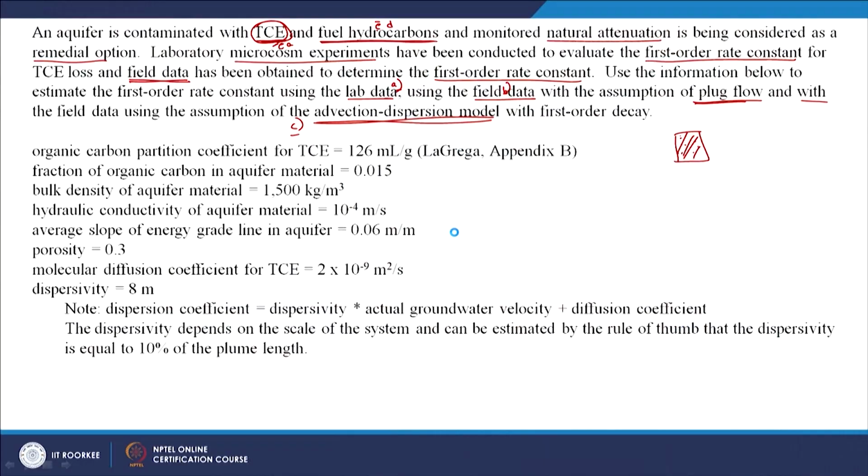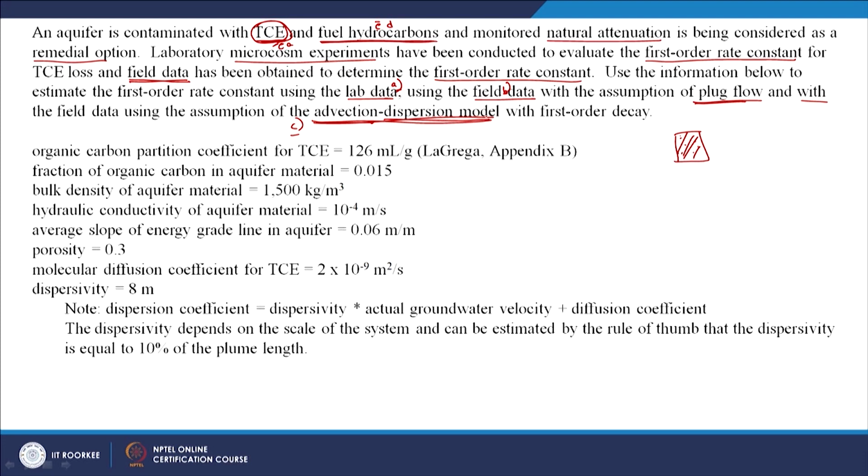I guess with that we will wrap up part B, and now we will move on to part C. So, what is here in part C now? In part C we are asked to look at the advection and dispersion model.